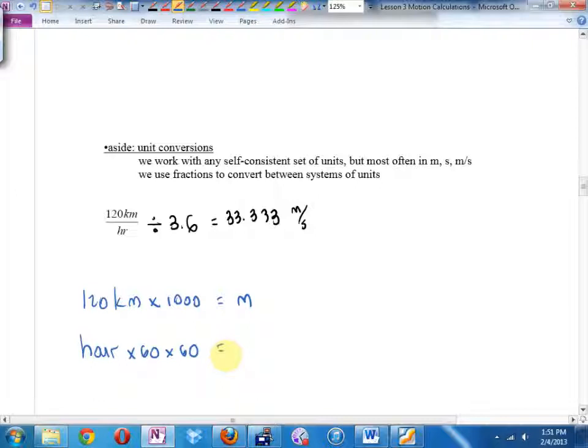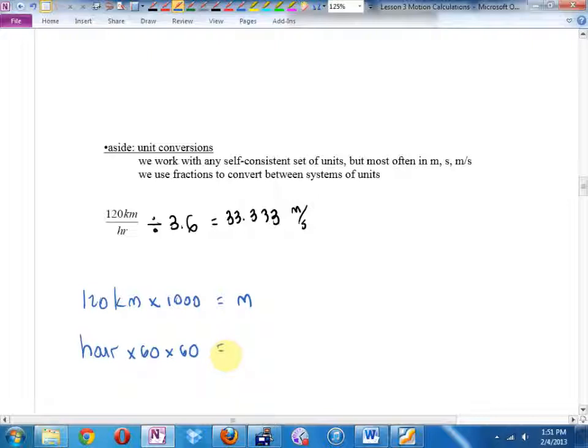Are you okay with this first line? Going from kilometers to meters is times by 1,000. Are you okay with going from kilometers to meters? It's times by 1,000. 1 kilometer is 1,000 meters. 2 kilometers is 2,000. Okay? You already answered part of this.